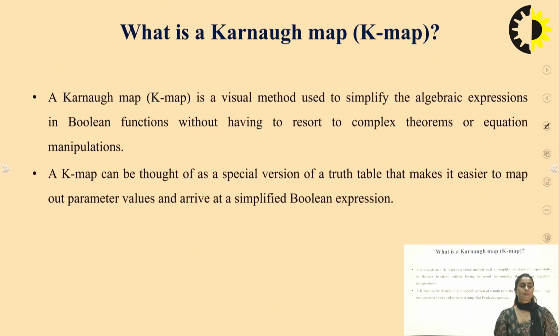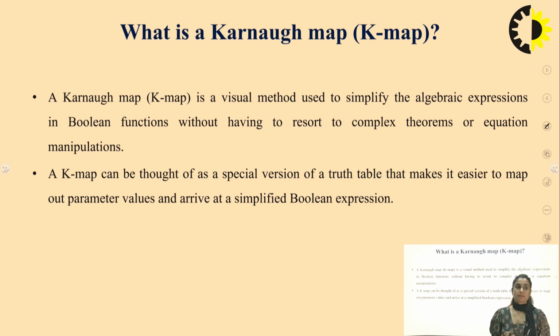This is Nilofer Yasmin and we'll be talking about Karnaugh map today, which is also called K-map. So first of all, what is a K-map? It is usually a representation of our truth table in a form that will help us solve algebraic expressions in Boolean functions without going through lots of steps and applying Boolean expressions and formulas. So it is an easier way to minimize some Boolean expression.